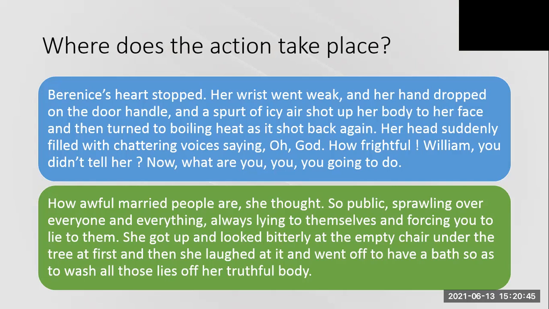So back to the question, where does the action take place? The whole action takes place on Bernice's mind. So the action is psychological, not physical. All the story we read about Bernice's thoughts, opinions, ideas, and feelings. So the action takes place on Bernice's mind.